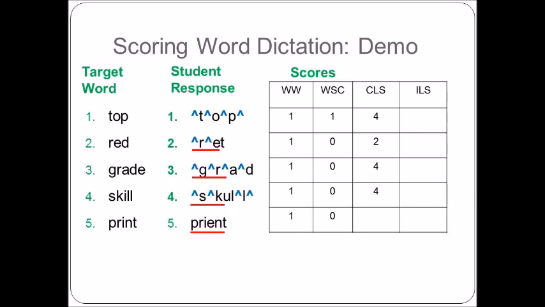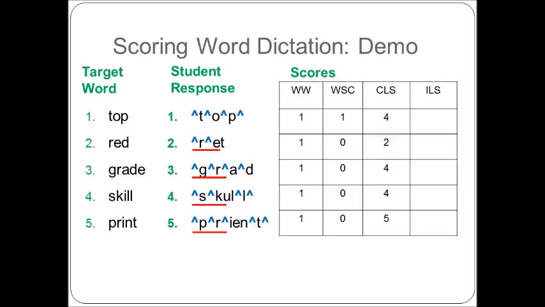Item 5. Our student started the word print with the correct letter P. From P to R is correct, and from R to I is correct. So we put blue carets there as well. But they added a letter E, which is not correct. So they do not get blue carets on either side of that E. Moving on in the word, we see that the student does get credit for letter N to T and from T to the end of the word. So we'll put blue carets there. So we see item 5 has 5 correct letter sequences.